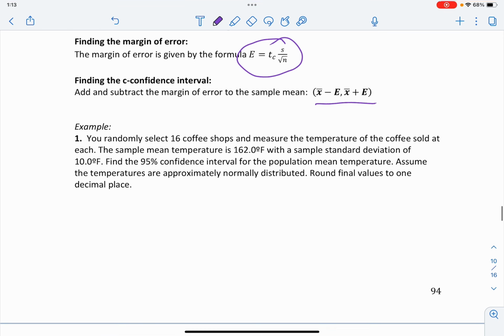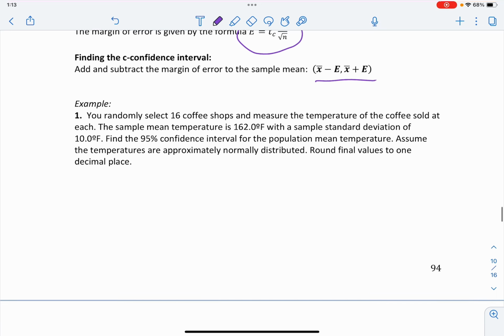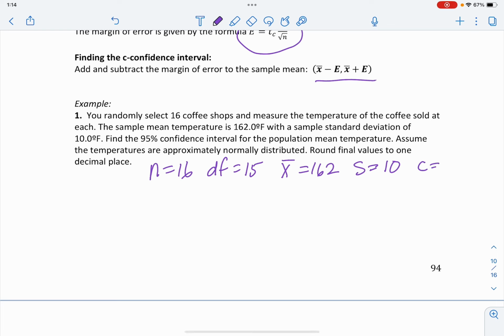You randomly select 16 coffee shops. N is 16. So DF is 15, right? And I can just jump to that right off the bat. Sample mean, X bar, 162. Sample standard deviation, S, is 10.0. You can just write 10. C, 0.95. And away we go.